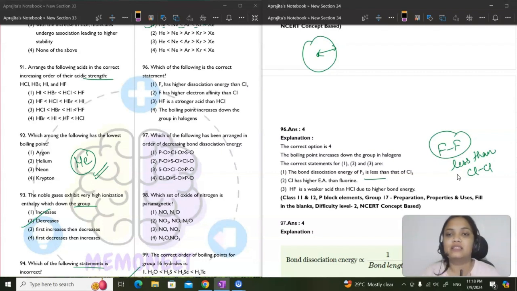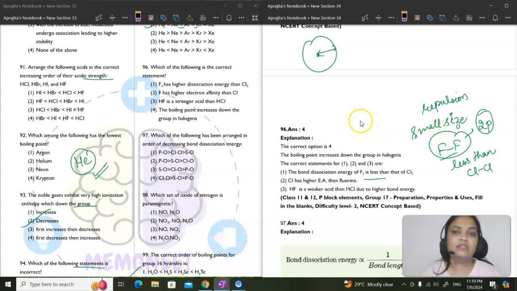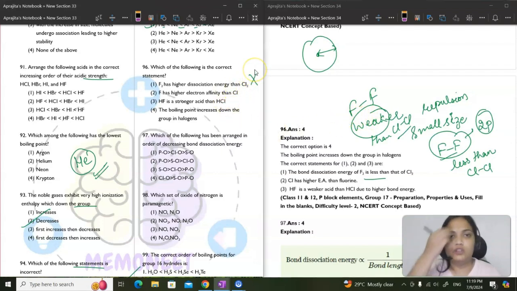Now what the case is that because of the small size only there is electron repulsion. In chlorine, the electrons are in 3p orbitals, but in fluorine, the electrons are in 2p orbitals, which are small in size. So because of the small size, the repulsion between electrons takes place, and because of the repulsions, the F-F bond becomes weak, or you can say weaker than the chlorine-chlorine bond. In chlorine, the electrons are in 3p orbitals, so there are no such interelectronic repulsions. So that is why F2 will not have high dissociation energy.